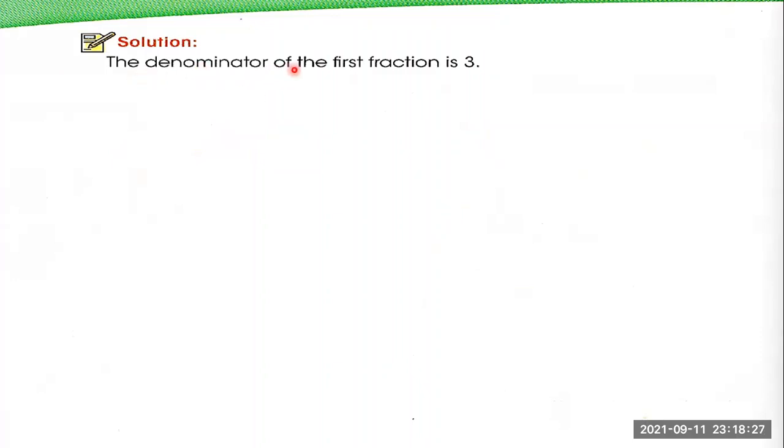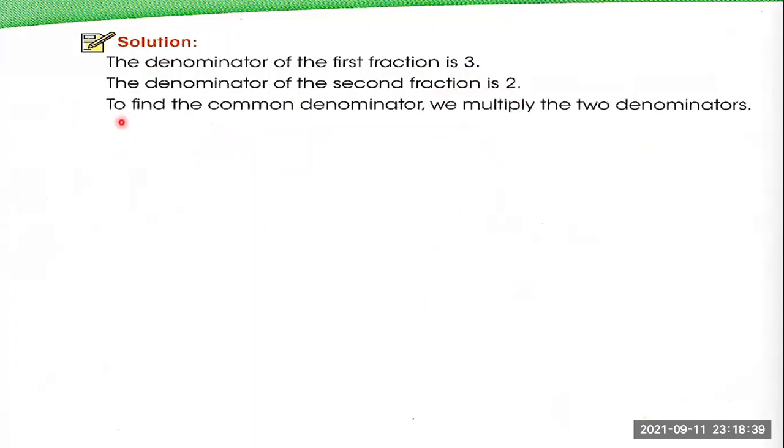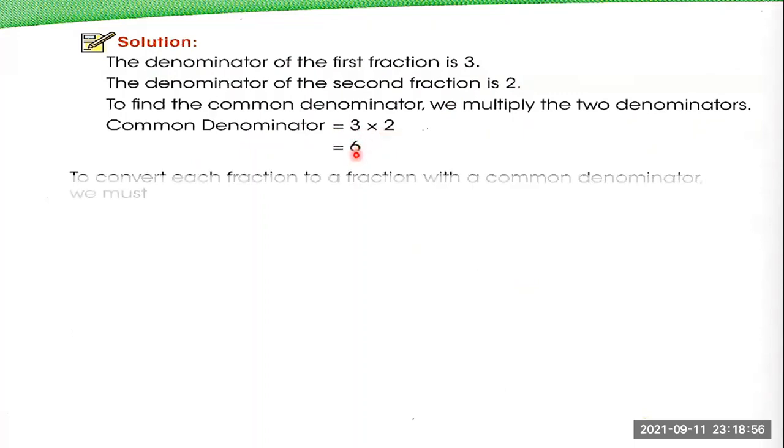the denominator of the first fraction is 3, right? Because we have 1/3. The denominator of the second fraction is 2. To find the common denominator, we multiply the two denominators. So we are going to multiply 3 times 2: 3 for the 1/3 and 2 for the 1/2. So 3 times 2 is equal to 6.